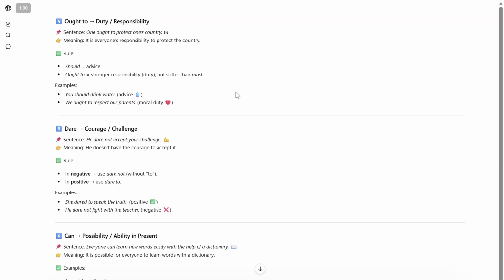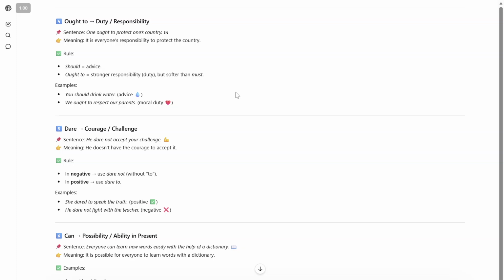Ought to: duty, responsibility. Sentence: One ought to protect one's country, meaning it is everyone's responsibility to protect the country. Rule: should is used for advice. Ought to equals stronger responsibility or duty, but softer than must. Examples: You should drink water, advice. We ought to respect our parents, moral duty.